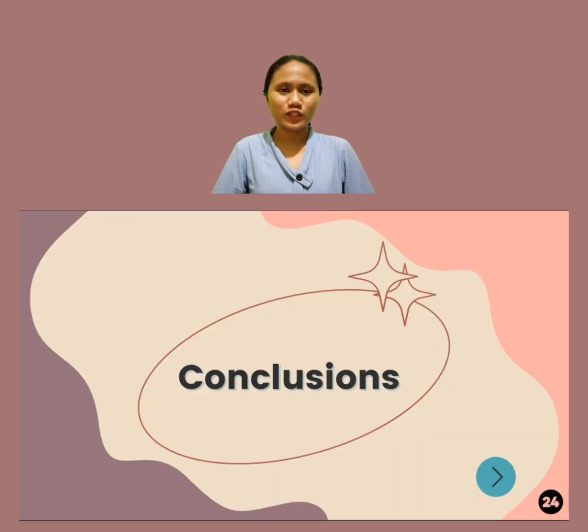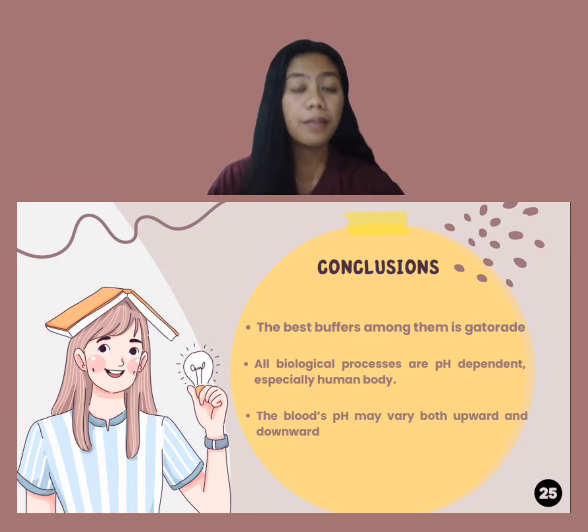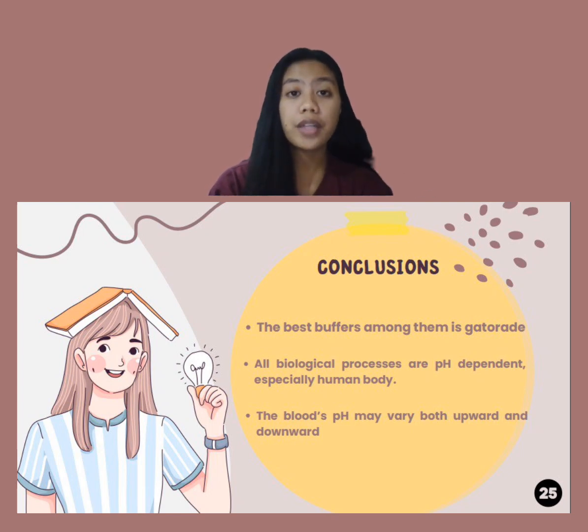So for the conclusion, let's have Miss Iturralde. According to the experiment, the 3 buffer samples were tested with lemon juice serving as the acidic component and baking soda serving as the basic component. For the first conclusion, the best buffer among them is the Gatorade. It has the best reaction time since, as discussed, it has more basic components that are neutralized by the added acid, which is the lemon.